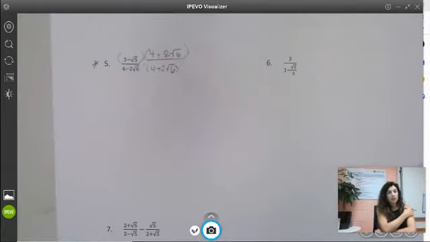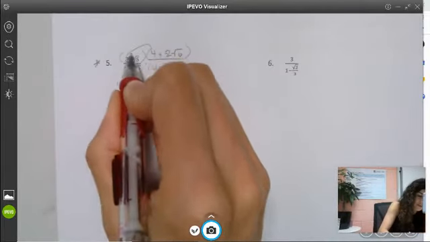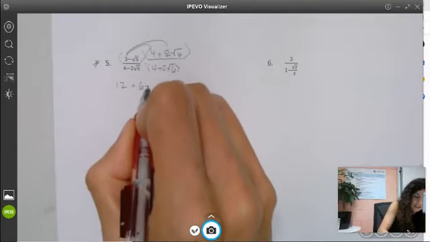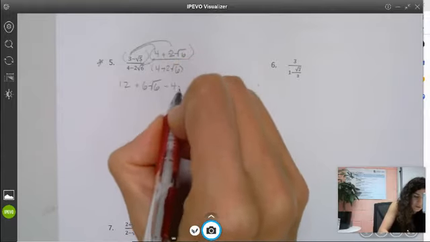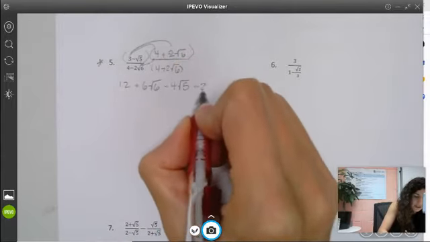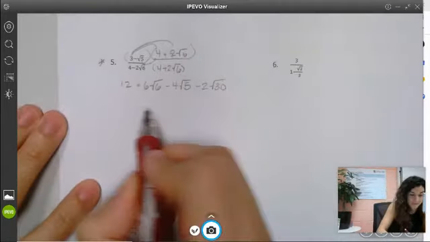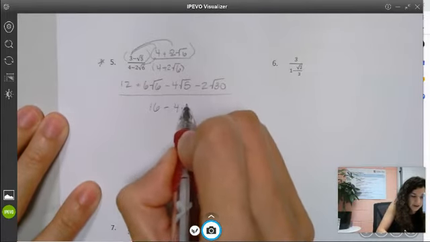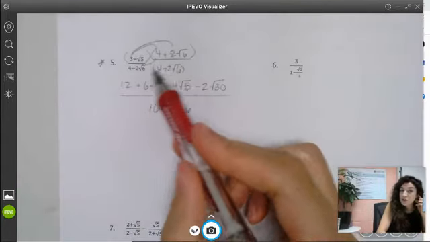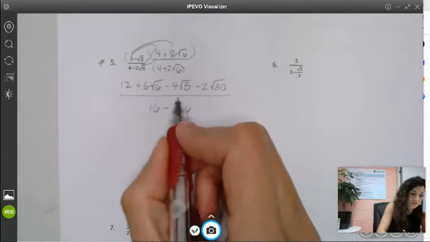Now I've got in my numerator two binomials, so I have to make sure to do my FOIL distribution. 3 times 4 is 12, plus 3 times 2 is 6, and then that square root of 6 is untouched, minus the 4 times the square root of 5, 4 square root of 5, minus 2 square root of 30. All over, it's going to be the square of the first term minus the square of the second term. Make sure that you square the 2 as well as the square root of 6.